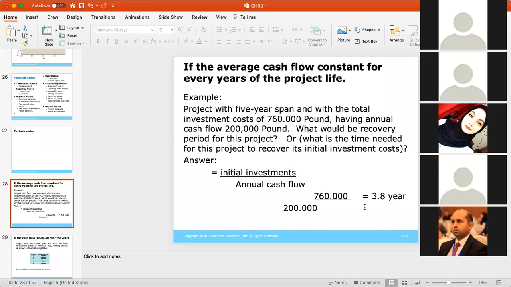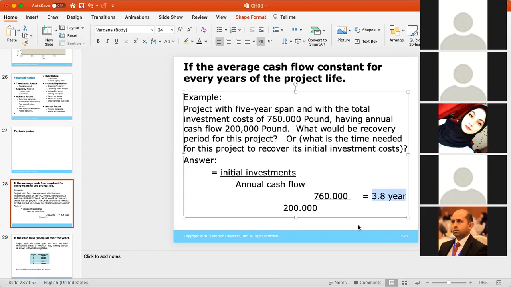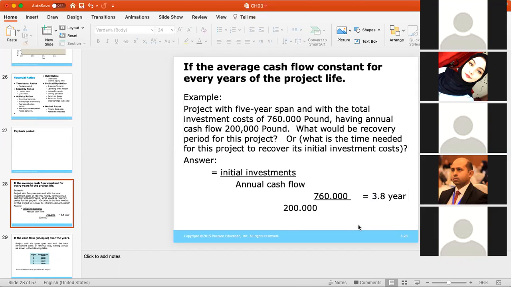In that case, it is very simple. I divide the initial investment over the annual cash flow and the number that results. So in that example, the number is 3.8, which means that the payback period for this project is going to be 3.8 years, roughly maybe 3 years and 9 months, maybe 3 years and 9 or 10 months, something like this. So this is the payback period.